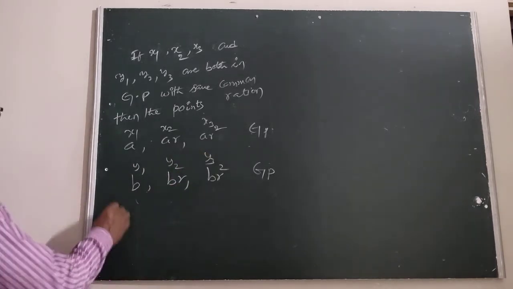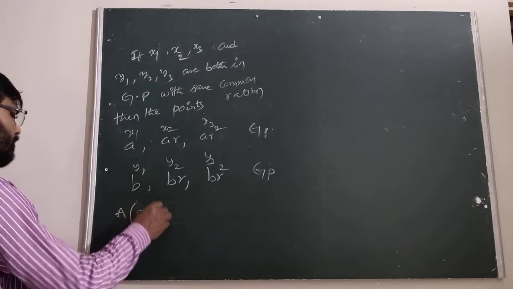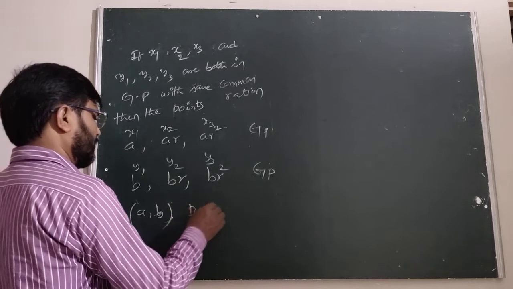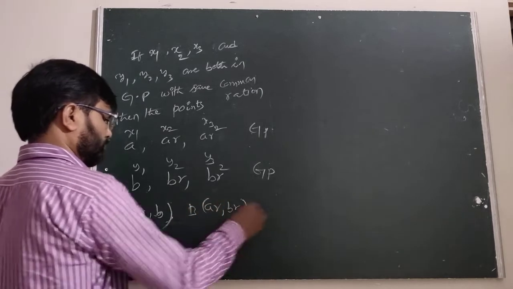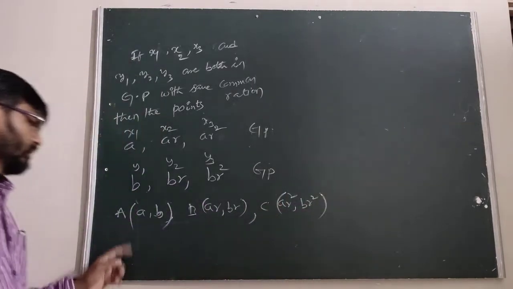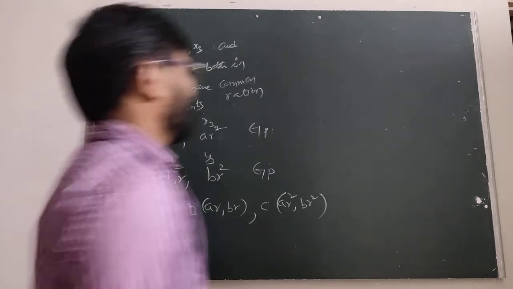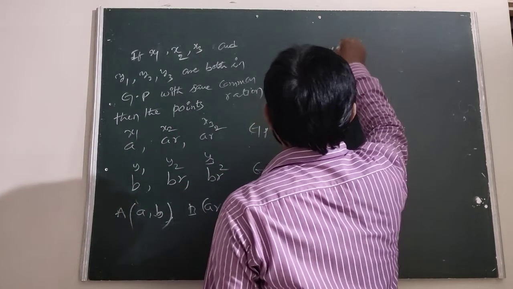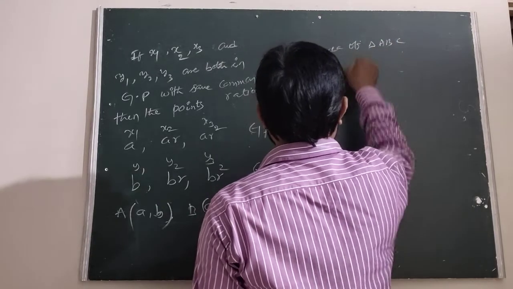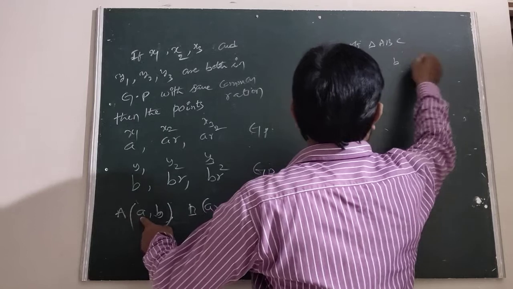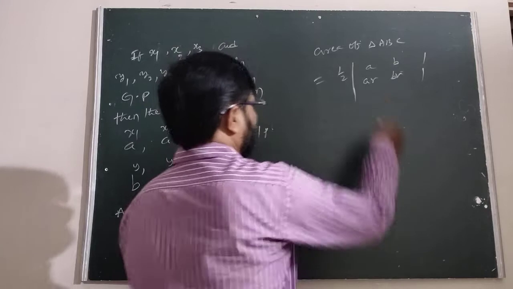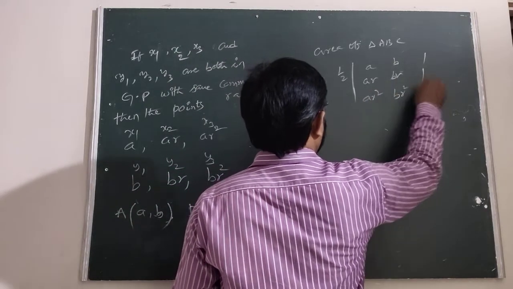Therefore, A is the point (x1, y1), that is (a, b). Is it clear? Now B is the point (ar, br), and C is the point (ar square, br square). A, B, C are the three points. Now we first find the area of the triangle ABC. It is half into the determinant with rows a, b, 1; ar, br, 1; ar square, br square, 1.